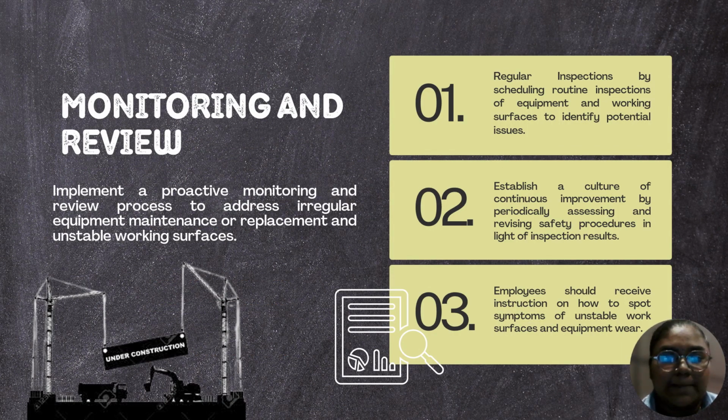Monitoring and review. Implement a proactive monitoring and review process to address irregular equipment maintenance or replacement and unstable working surface. First, regular inspection by scheduling routine inspection of equipment and working surface to identify potential issues. Second, establish a culture of continuous improvement by periodically assessing and revising safety procedure in light of inspection result. Last, employees should revise instruction on how to spot symptoms of unstable work surface and equipment wear.